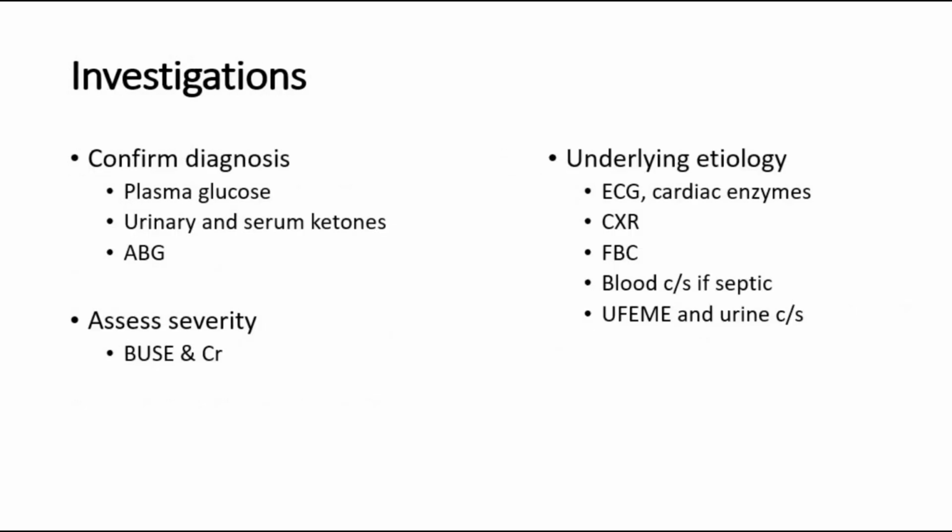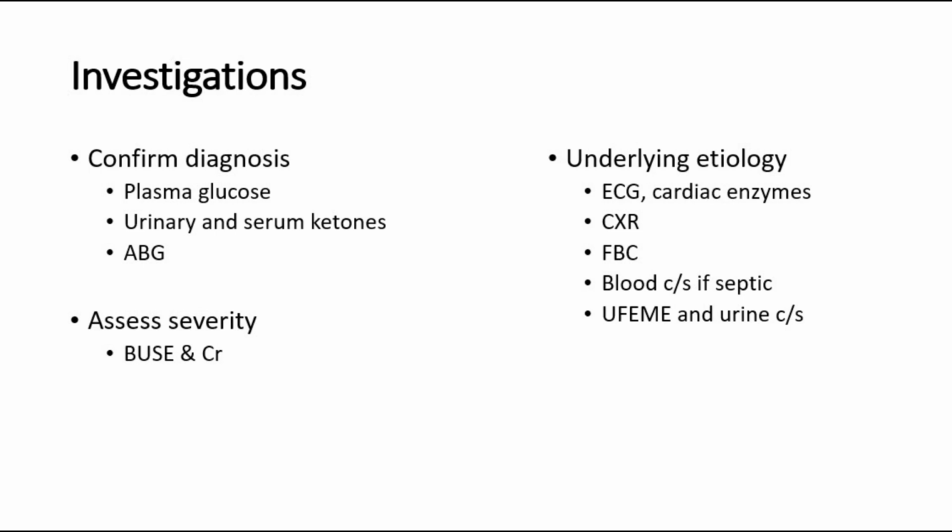So the investigations to diagnose DKA. To confirm the diagnosis, we have to do plasma glucose, urinary and serum ketones, and also arterial blood gas analysis to check for metabolic acidosis. To assess the severity, we can do blood urea and serum electrolytes and also creatinine level to assess level of dehydration, assess the electrolyte abnormalities, the glucose, can also assess the calcium, magnesium, phosphate levels.